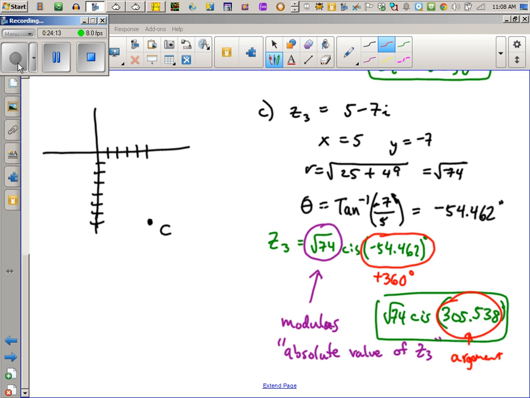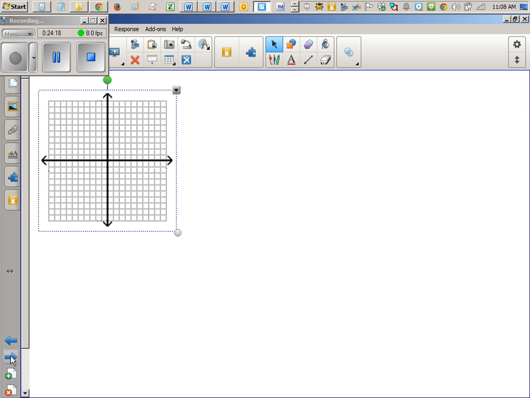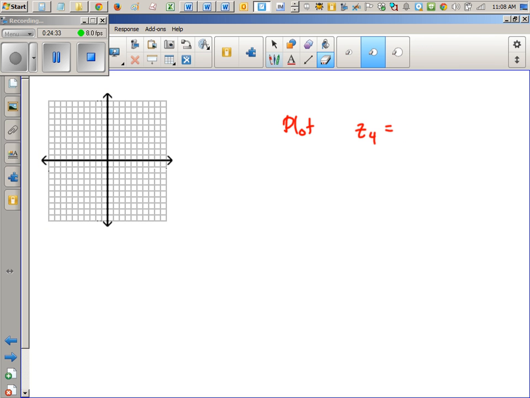So we started this lesson with plotting. I'd like to end this lesson with plotting. I just want to make sure that you understand what these r cis theta type answers are and what they mean. Can you just simply plot for me in these last 2 minutes the point Z4 whose polar representation is, let's just put, 2 cis pi over 4. Can you graph 2 cis pi over 4 for me? If you can, then you understand what the 2 means, and you understand what the pi over 4 means.